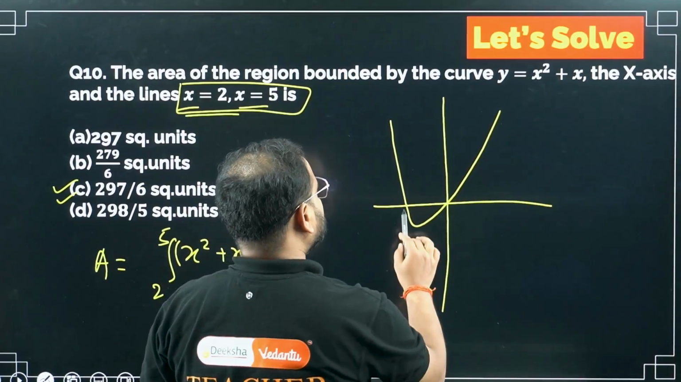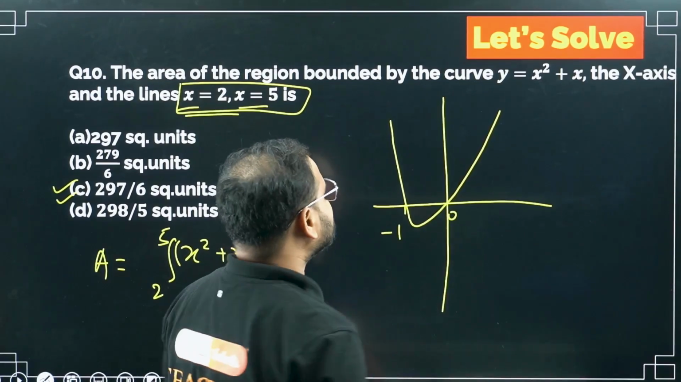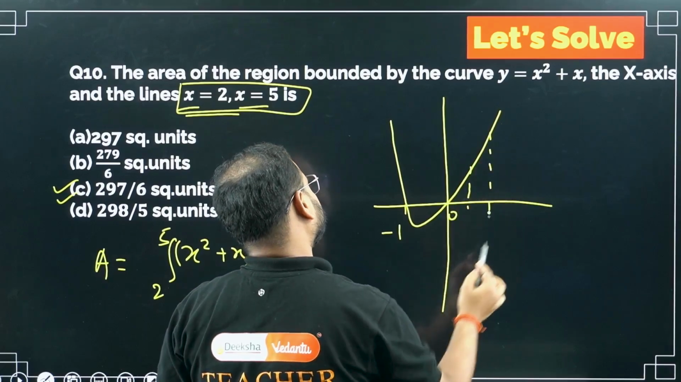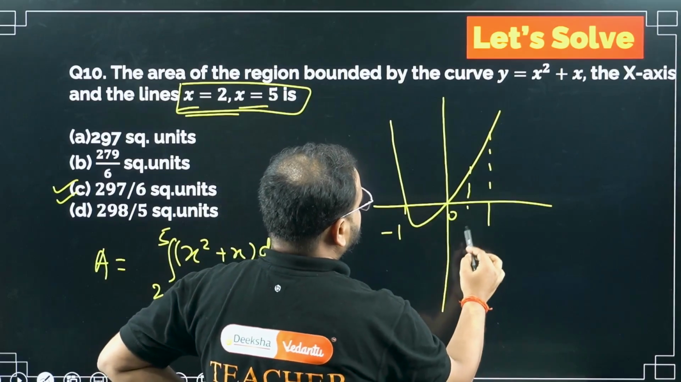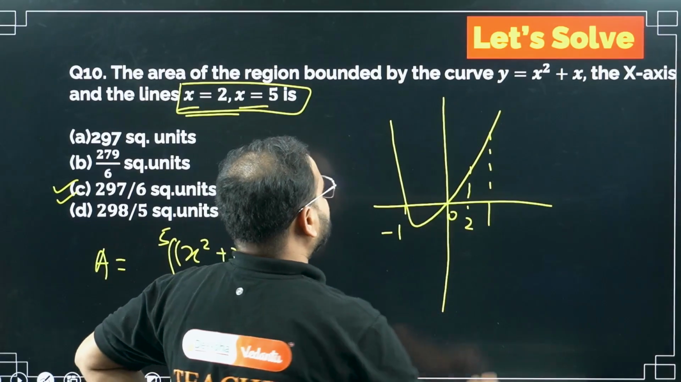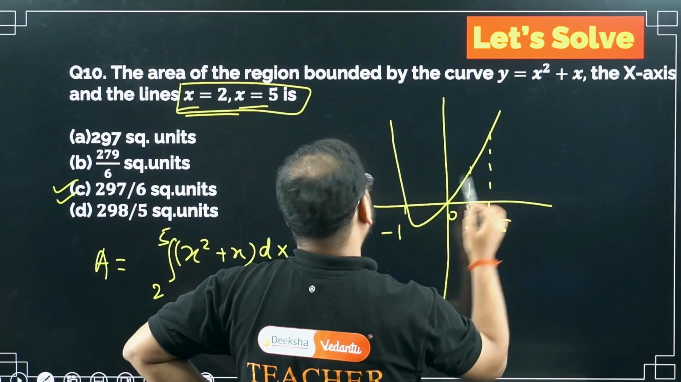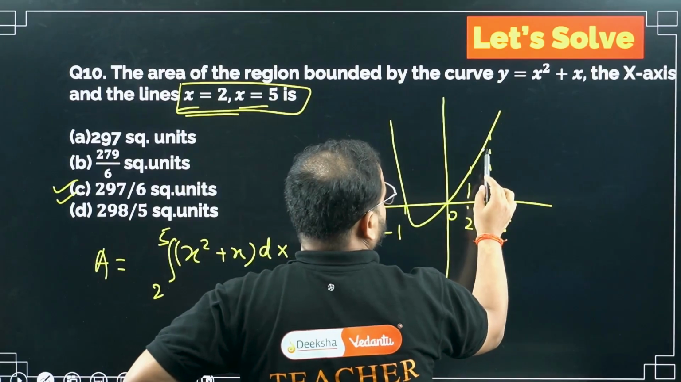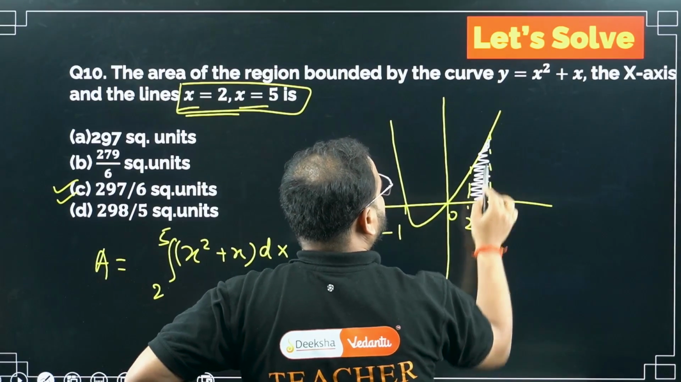What is this point? Minus 1, this is 0. It doesn't matter in this case, as I said already, because our boundary is from here to here. The x equals 2 line is this, and the x equals 5 line is this, and they also said the x axis. So this is my region, this is my shaded region.